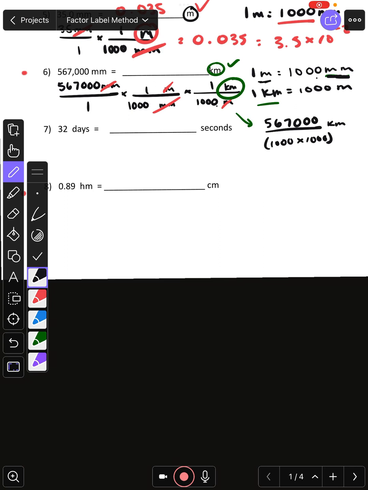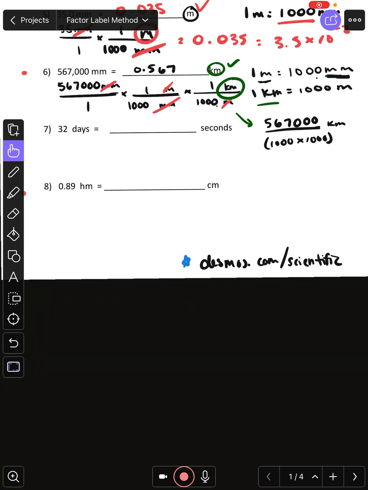So 567,000 divided by, open parentheses, 1,000 times 1,000. Now, if you are struggling putting this into an iPhone calculator, I get it. The iPhone calculator doesn't work well, so you may want to go to desmos.com/scientific, and it should really help out. So again, iPhone calculator, not the best.